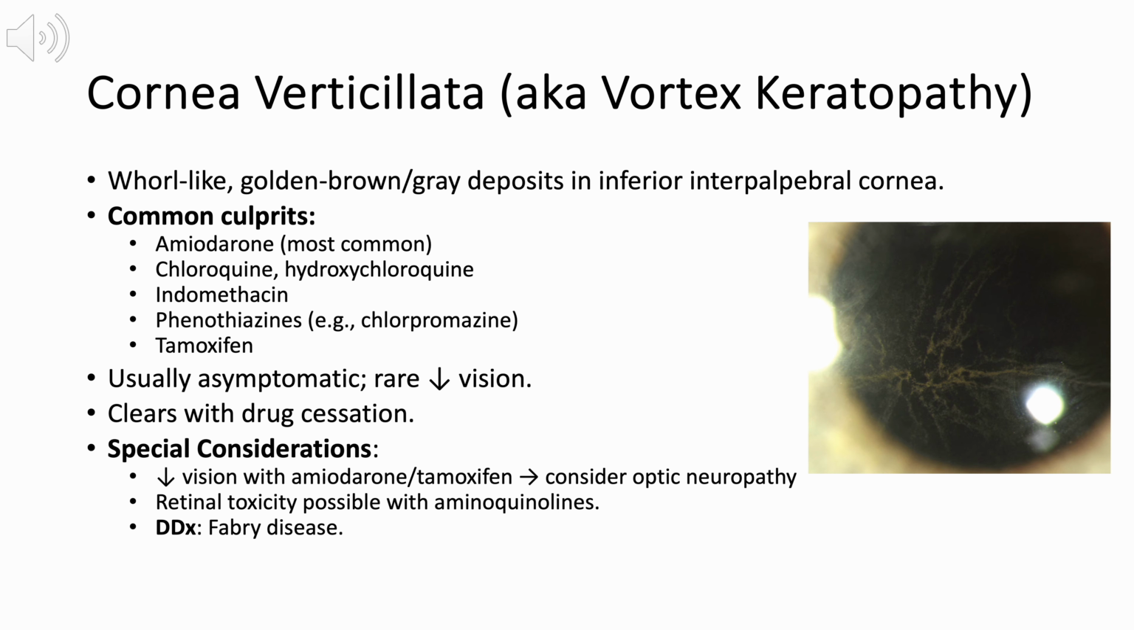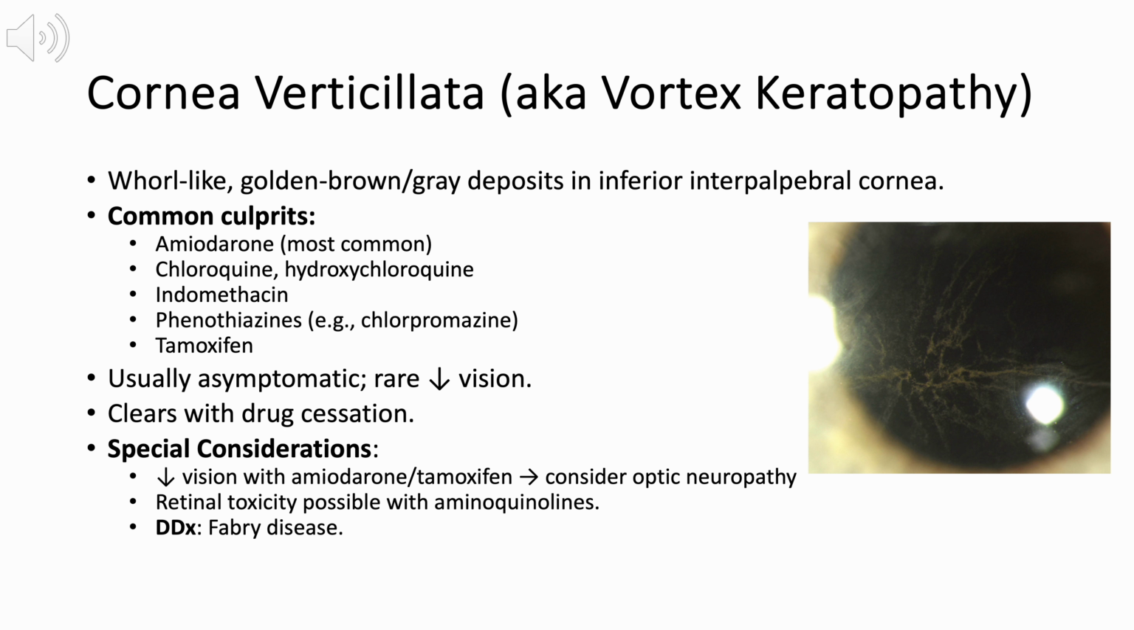Cornea verticillata, also known as vortex keratopathy, is a condition that features whorl-like golden brown or gray deposits located in the inferior interpalpebral cornea. Common culprits include amiodarone, the most frequent cause, as well as chloroquine, hydroxychloroquine, indomethacin, phenothiazines such as chlorpromazine, and tamoxifen. Cornea verticillata is usually asymptomatic, though in rare cases it can lead to decreased vision. The findings typically clear with drug cessation.